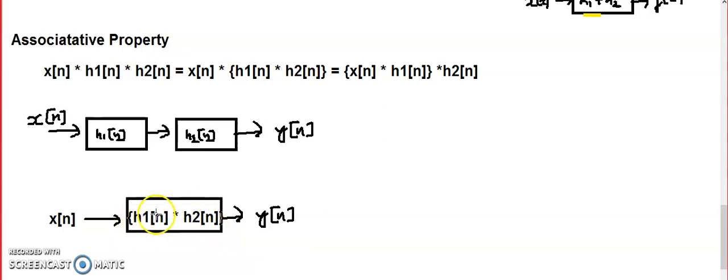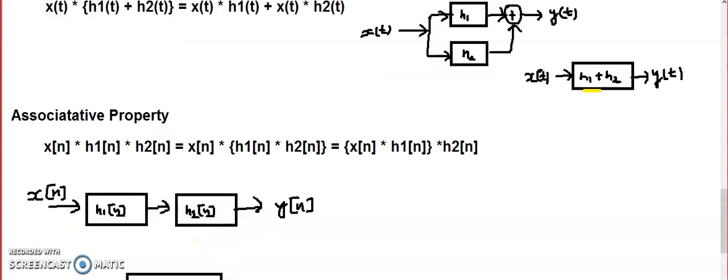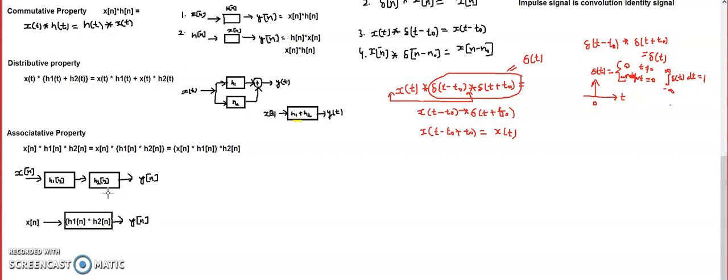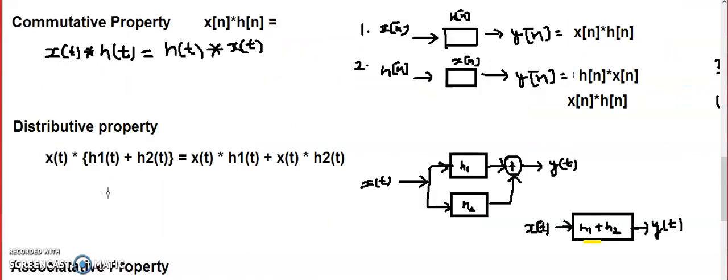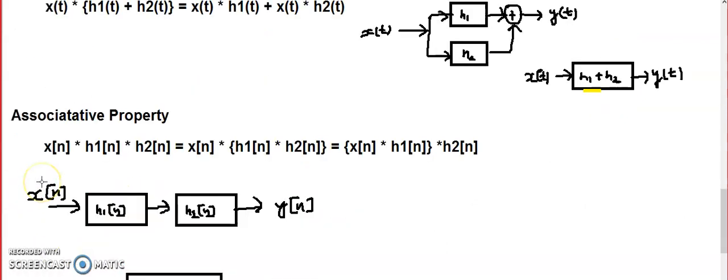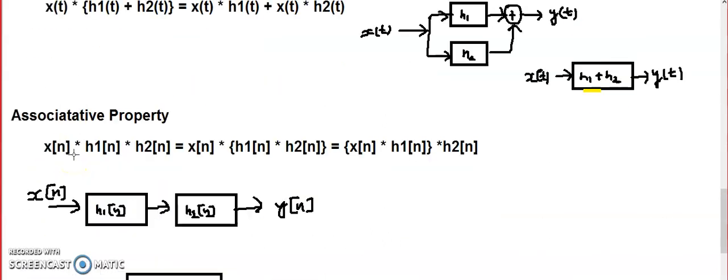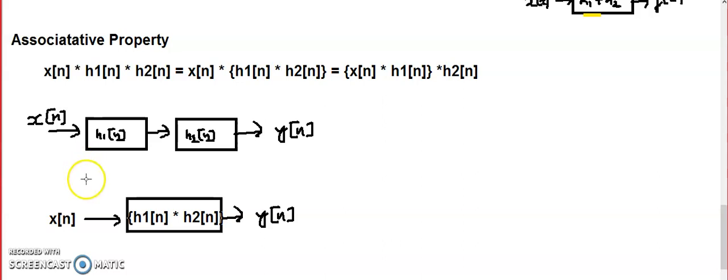And of course order of the convolution doesn't matter, यानी आप H2 को पहले लिख सकते हो, H1 को पहले लिख सकते हो, किसी को भी पहले लिख सकते हो. Order of convolution is immaterial as it follows the commutative property. So these are the three properties which are important, which gives you an important tool in the signal processing or signal analysis. This is commutative property, distributive property, and associative property of the convolution.